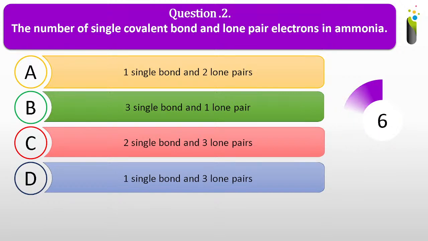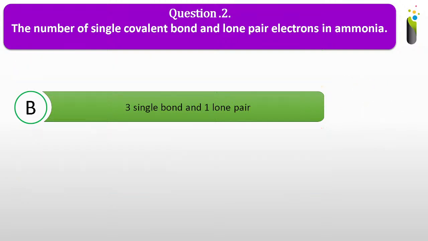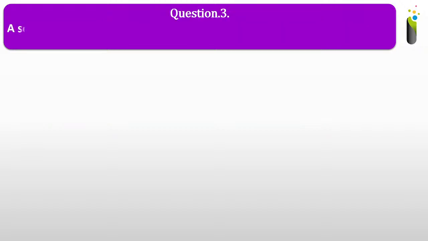And the correct answer for this question is 3 single bonds and 1 lone pair of electrons in ammonia. So Samana, Kanak, Kavya, Arushi, now all of you are correct. Very good. Question number 3.